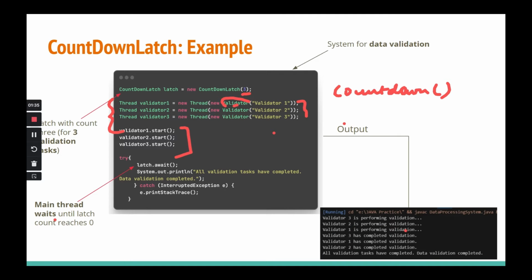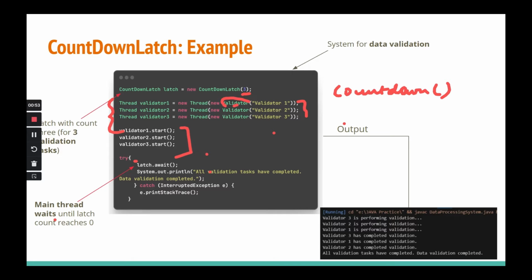So this is what we are getting from the output. First, validator 3, 2, 1 are performing. We have also added some sleep. And then once they're done, we will say that they have completed validation. Finally, it comes into this try block where it prints that all the tasks have completed. So as long as these validator threads were running, the main thread was waiting because the latch count had not come to 0. Because it was waiting, we couldn't, of course, print the sysout. Once it is done is when we could print the sysout, that validation tasks are completed.